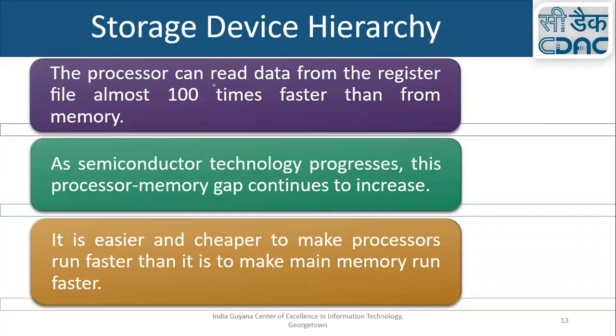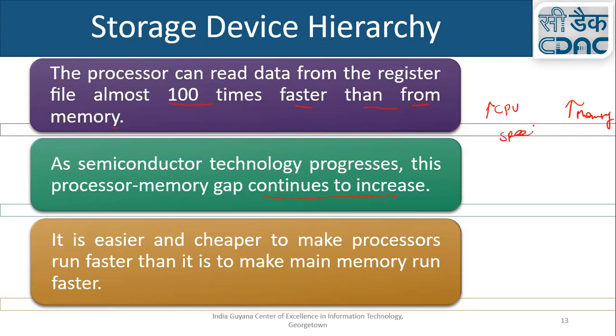The processor can read data from the register file almost 100 times faster than from main memory. As semiconductor technology progresses, this processor-memory gap continues to increase, because to increase the CPU speed is easy in comparison to increasing the memory speed.